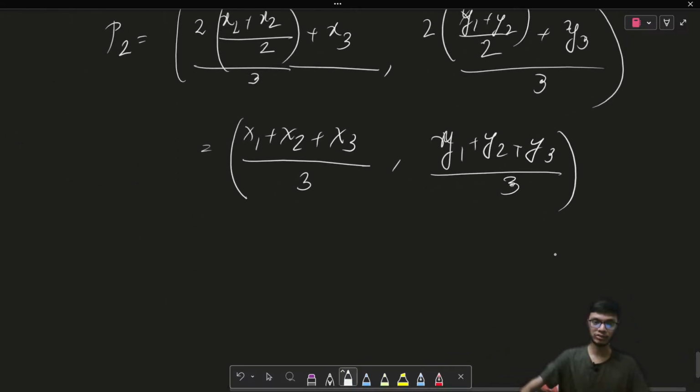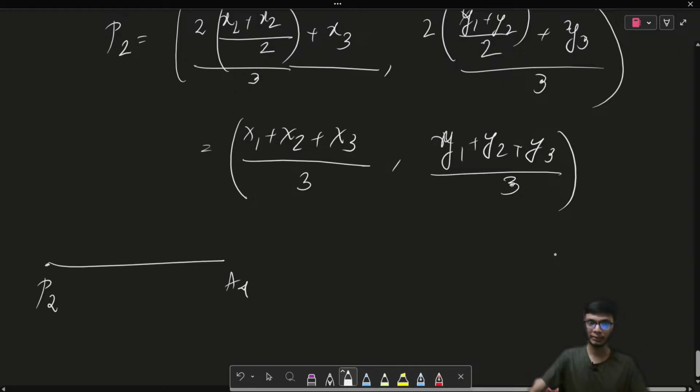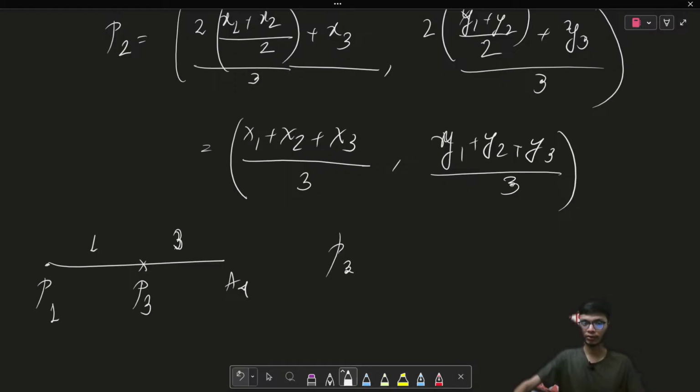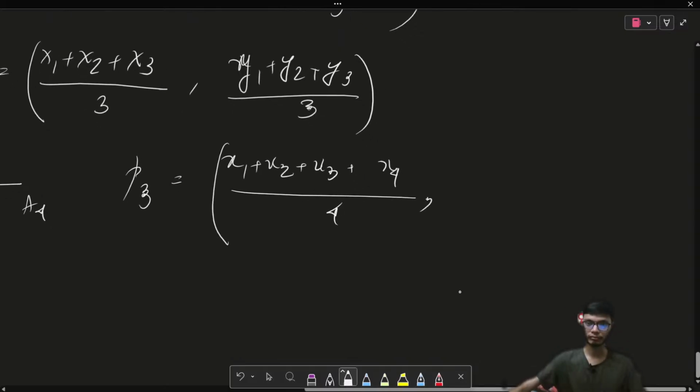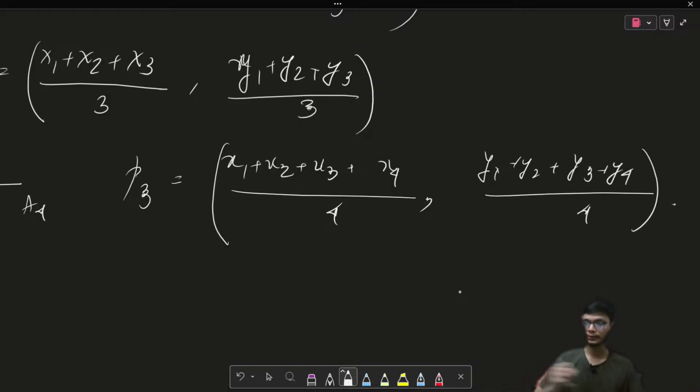In a similar manner, if you consider point P2 and then A4 and P1A4, right? Let us say this is P1 and A4, and similarly you want to find the point P3, which is again dividing in the ratio 1:3. In this case, you will obtain the coordinate of P3 as ((x1 + x2 + x3 + x4)/4, (y1 + y2 + y3 + y4)/4), right?